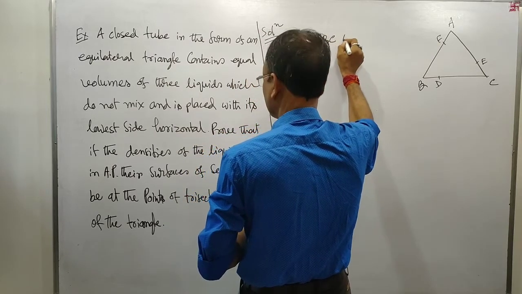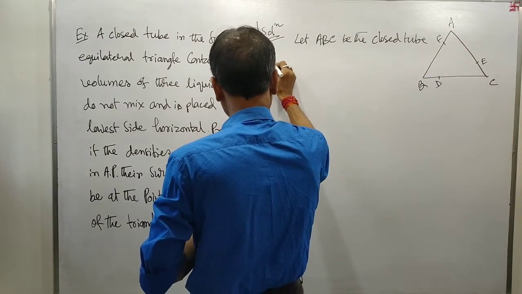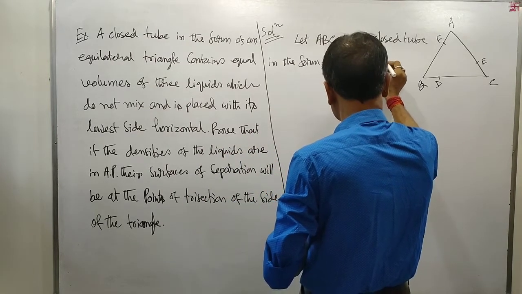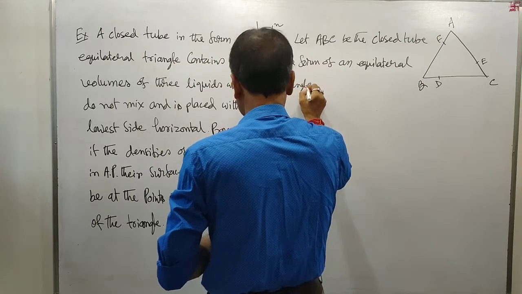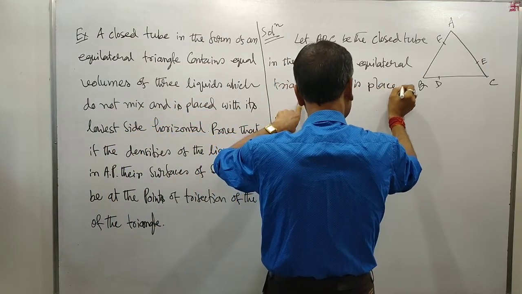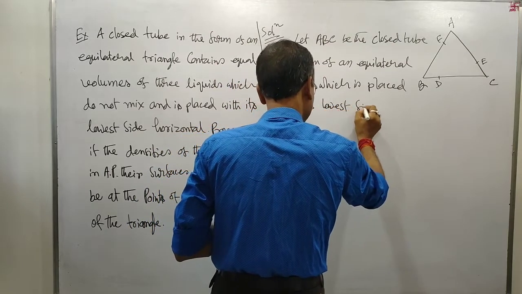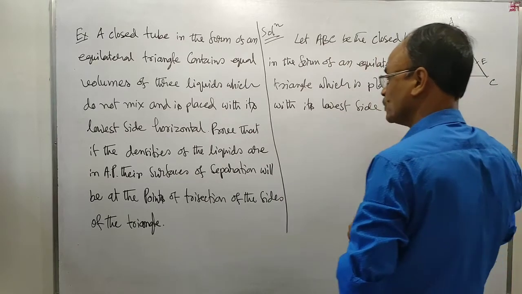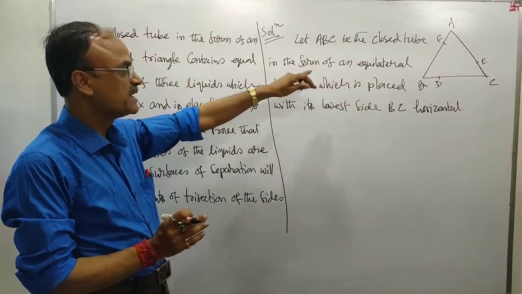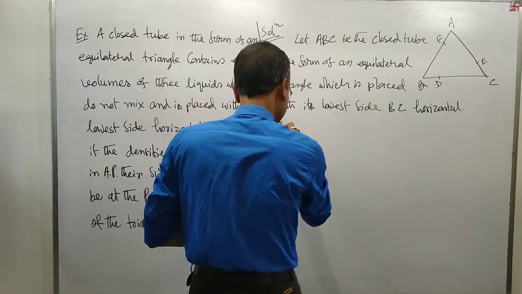Let ABC be the closed tube in the form of an equilateral triangle, which is placed with its lowest side BC horizontal. ABC is the closed tube in the form of an equilateral triangle, with BC the lowest side, placed horizontal.